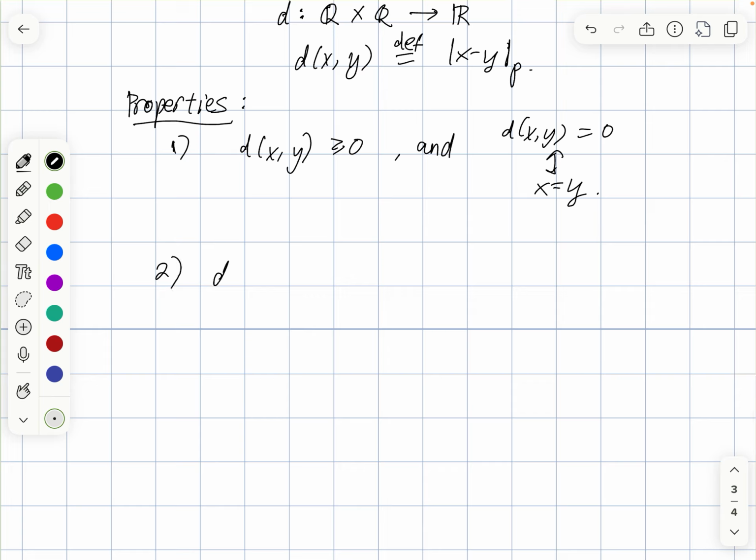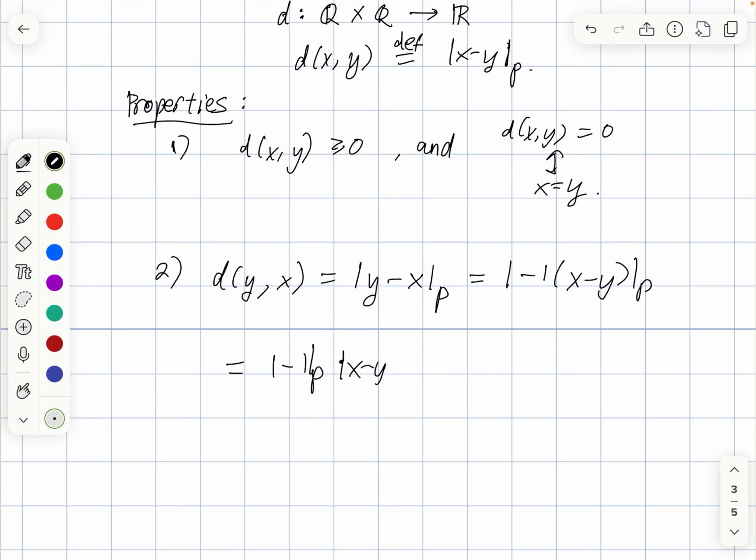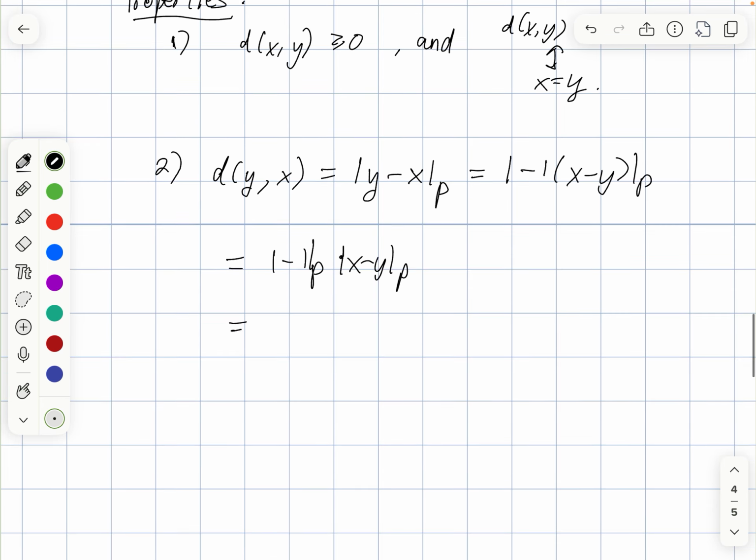The second one is the symmetric property of the metric. So the distance between Y and X, well, that's by definition the p-adic absolute value of Y minus X. And then if you factor out a -1, this is going to split up into the p-adic absolute value of -1 times the p-adic absolute value of X minus Y. The p-adic absolute value of -1 is 1, so this is just the p-adic absolute value of X minus Y, which is by definition the distance between X and Y. So the distance between Y and X equals the distance between X and Y.